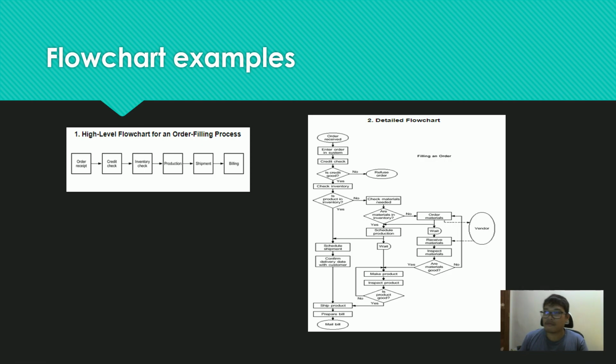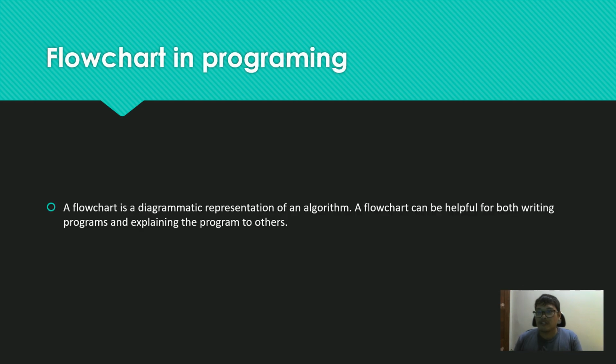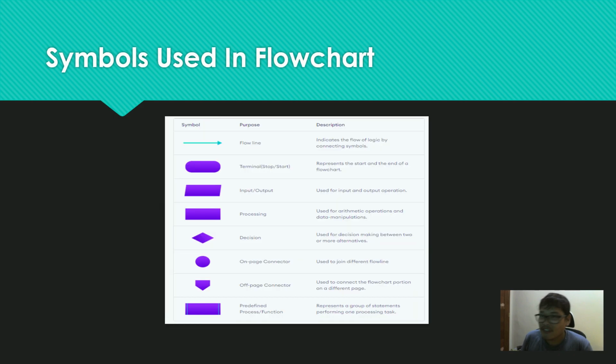Okay, the flowchart in programming. A flowchart is a diagrammatic representation of an algorithm. A flowchart can be helpful for both writing programs and explaining the program to others. These are the uses and symbols in flowcharts.